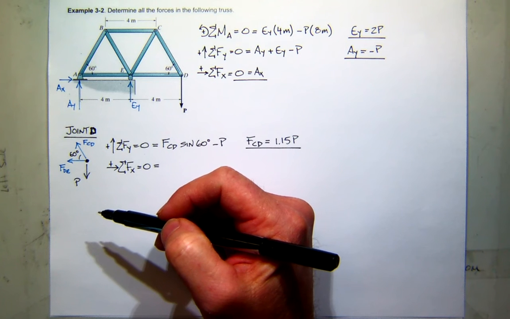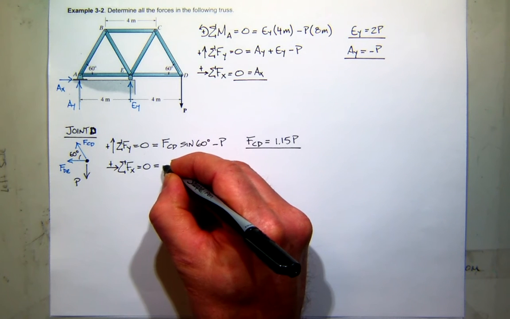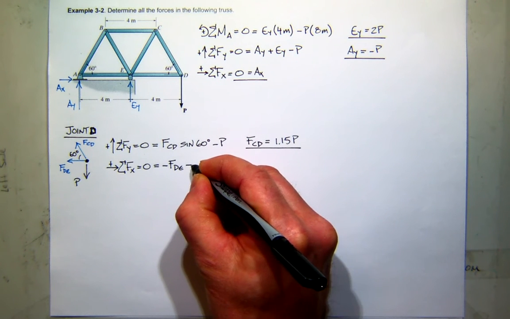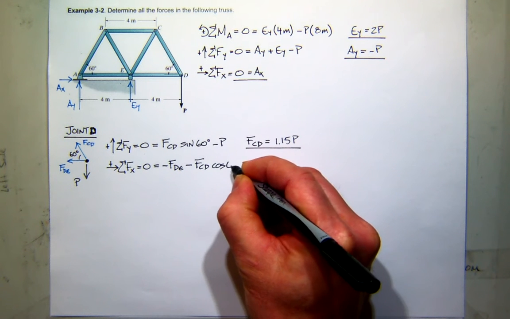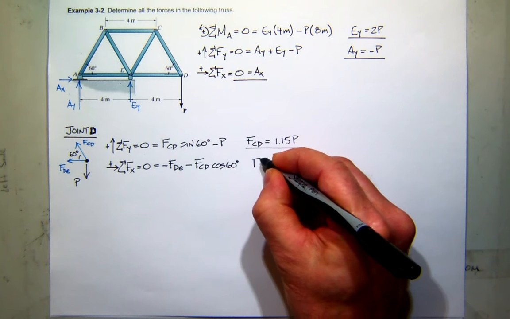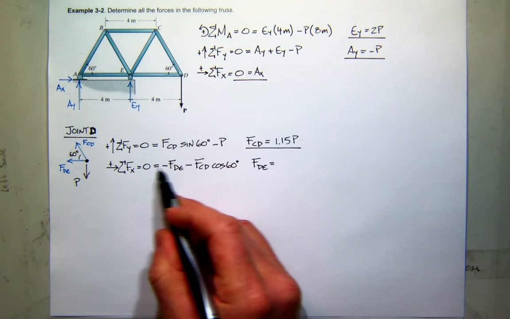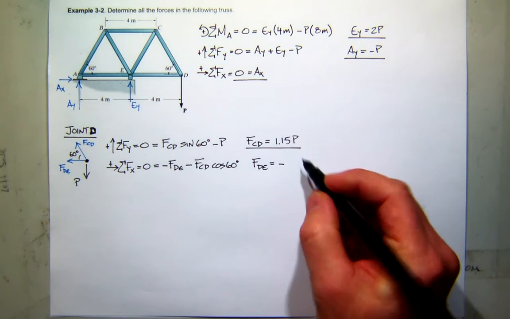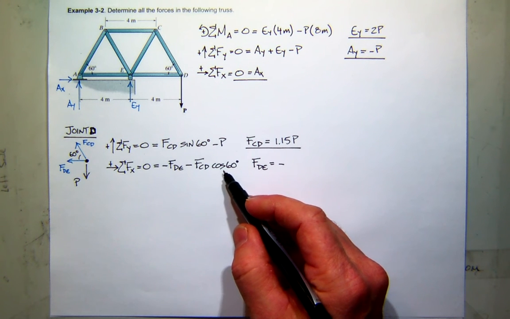Negative. So Mr. Andrews, do that for me. What do you get? So you got minus F_DE, right? And then you got minus F_CD cosine. Correct. Anything else? Nope. So we should be able to solve for F_DE. And right away you can see that when I put this on the other side of the equation, I'm going to get a negative value. And whatever that is divided by the cosine of 60, which I believe is 0.5, so you're going to get what?